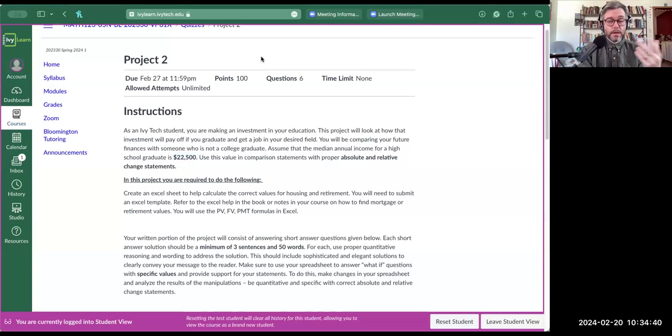This is a slightly different project because I assume everyone's probably going to school for a different job or occupation. So really we're doing it for two people. One is a high school graduate that makes this amount of money every year. The other is for someone that has the job that you want.